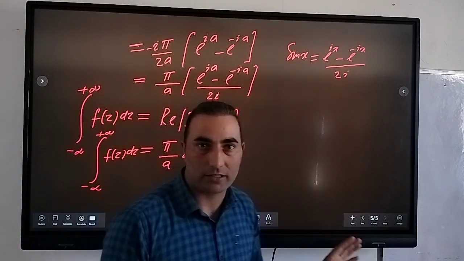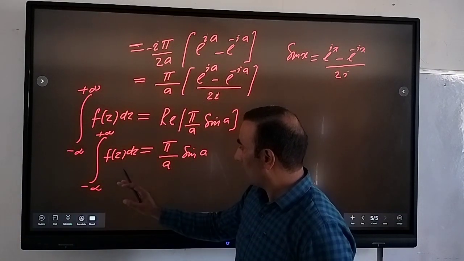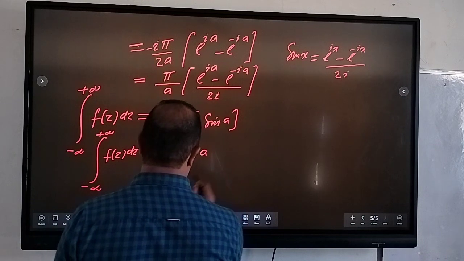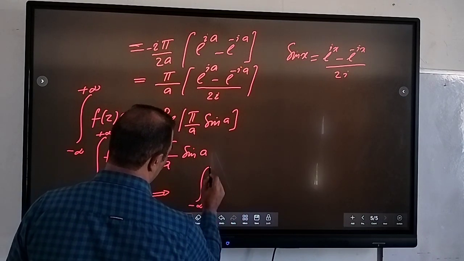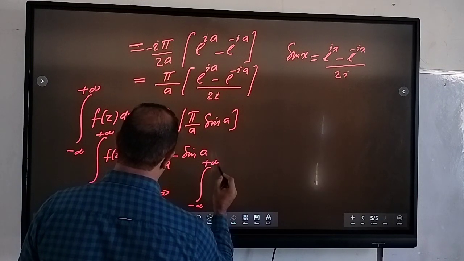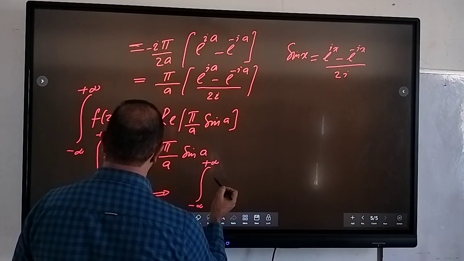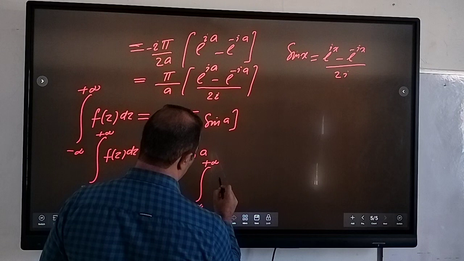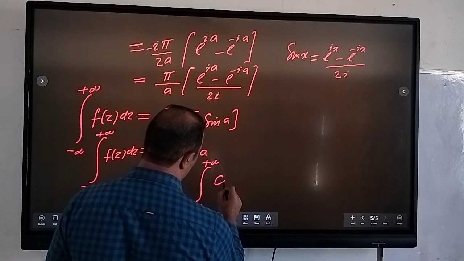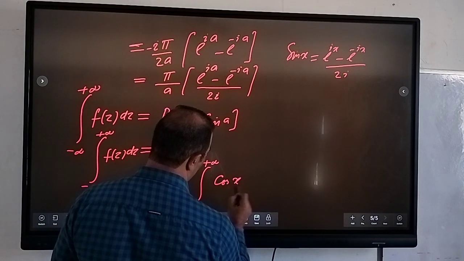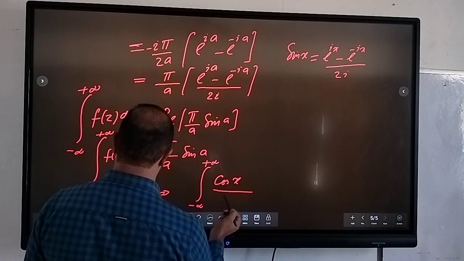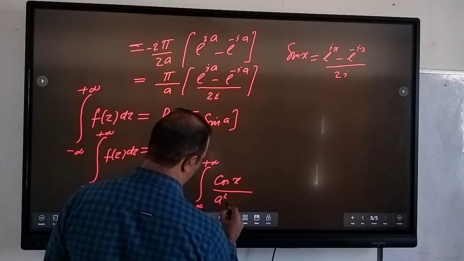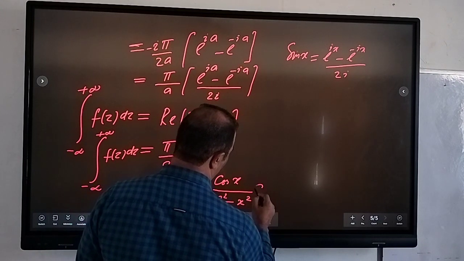So I can write this as follows. Because we already observed the limits, from minus infinity to plus infinity, we can rewrite this term. So you write that it is the integral of cosine of x upon a square minus x square d of x.